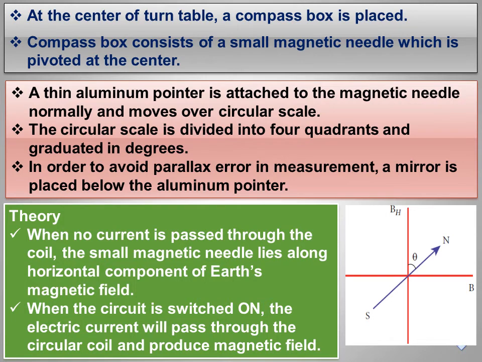Now let's move to the theory of this tangent galvanometer. When no current is passed through the coil, the small magnetic needle lies along the horizontal component of the Earth's magnetic field. When the circuit is switched on, the electric current will pass through the circular coil and produce magnetic fields like this from North Pole to South Pole. It will have an angle, that is BH, and this is B, the magnetic field.